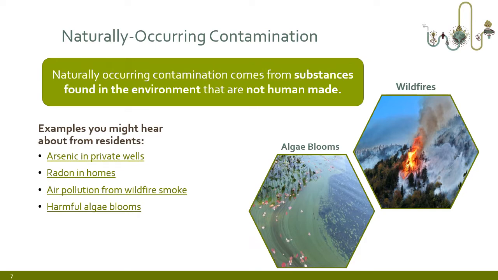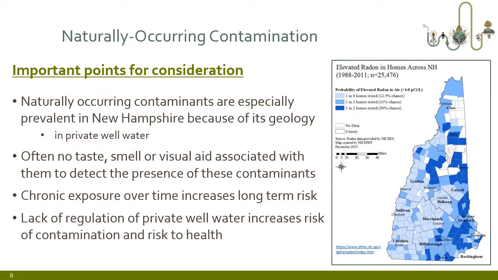The source of naturally occurring contamination can be hard to identify since it relates to natural features of the environment around us. Due to the geology of New Hampshire and surrounding regions, naturally occurring contaminants are especially common, including in private well water. These contaminants often have no taste, smell, or telltale visual signs of their presence, which means that we usually need to test for natural contaminants in order to know they are in well water.